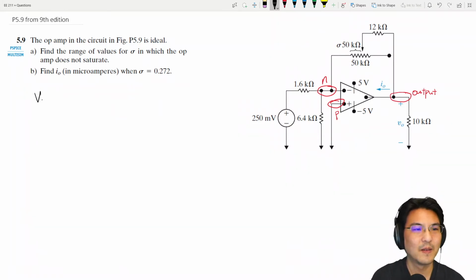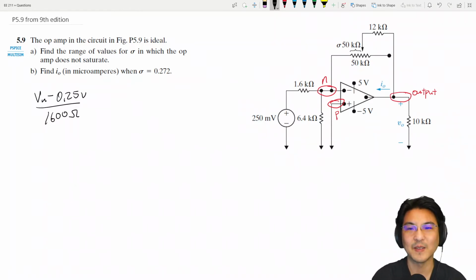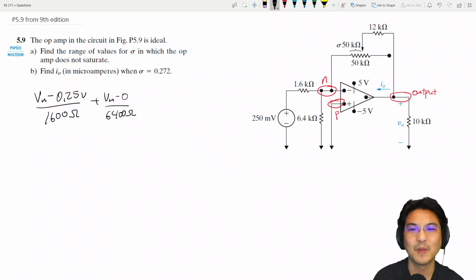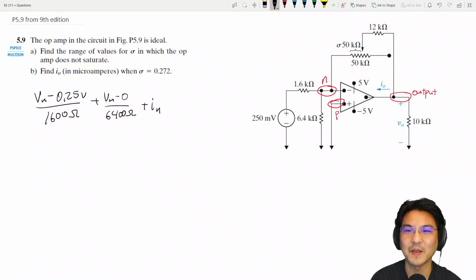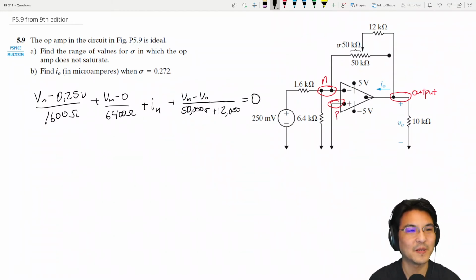So Vn minus 250 millivolts, 0.25 volts, over 1.6K, 1600 ohms, is the current this way, plus the current this way, so plus Vn minus 0 over 6.4K, 6400 ohms, and then the current going this way, I'll just call that IN, and then the current going this way, which is Vn minus Vo over this resistance here, which is sigma times 50,000 plus 12K, equals 0. So there's KCL.